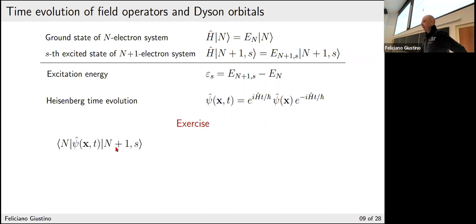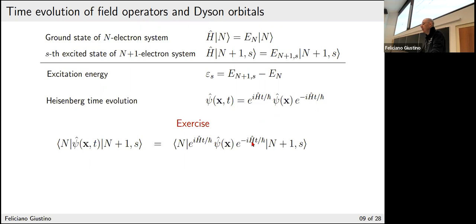So that's a simple exercise. Let's consider the expectation value, or let's say the matrix element of this object, taken between the ground state and an excited state. To do that, basically we take this expression and we replace inside here. So if I do that, basically I have this replacement. It's all kind of simple.